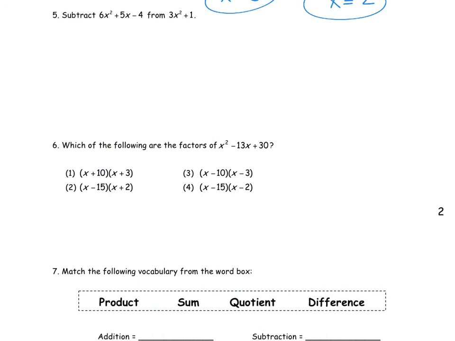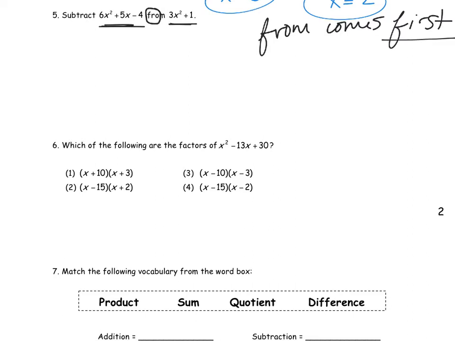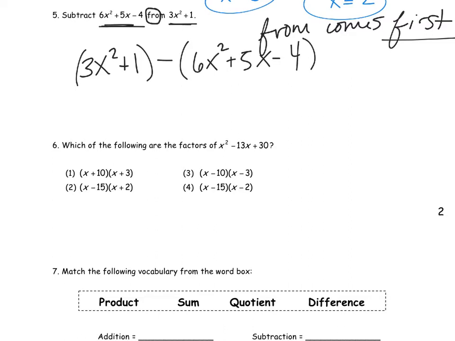All right, so next we want to subtract this from this. You got to remember, from comes first. From comes first. So we actually have 3x squared plus 1 minus 6x squared plus 5x minus 4. Now what you have to remember is that that negative gets distributed into every single term. So I have 3x squared plus 1. When you distribute that negative, you have minus 6x squared minus 5x plus 4.